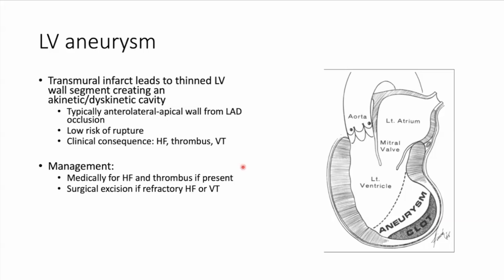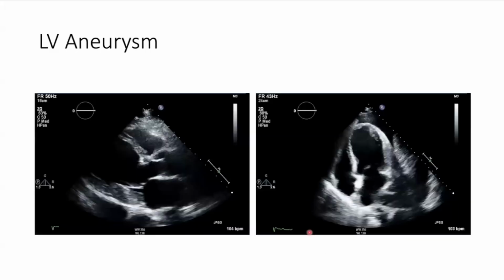Typically, the management of these patients is to medically manage them for their heart failure, and if thrombus is present, you anticoagulate them. Surgery isn't usually required, but sometimes these patients can have refractory heart failure or refractory VT, and in that case, you can consider surgery. The main echo features that we're looking for are a thin segment of the left ventricular wall that's dyskinetic. It's a deformity that we see both in systole and diastole. And we're looking for a wide base, so the base of the cavity is quite wide.